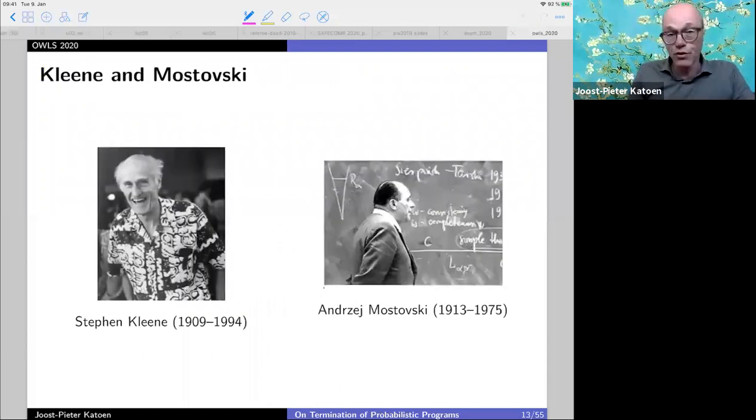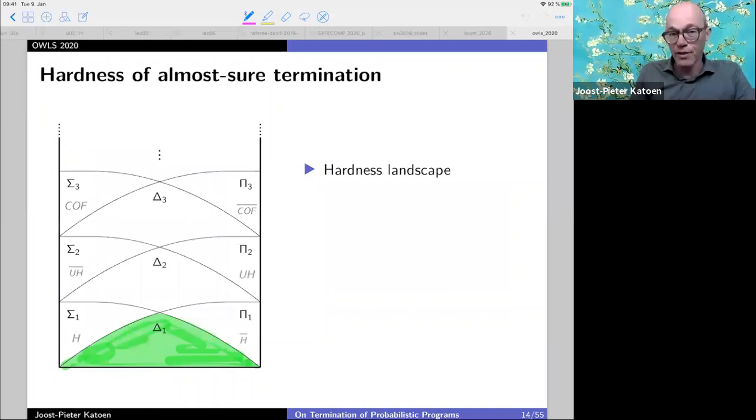And the way we're going to do that is by means of the arithmetic hierarchy, also known as the Kleene-Mostovsky hierarchy, defined by these two famous mathematicians. So let's have a look at this Kleene-Mostovsky hierarchy. This hierarchy looks as follows. It's indicated on the left. And you have to distinguish between the left and the right side of it. So the sigma side and the pi side.